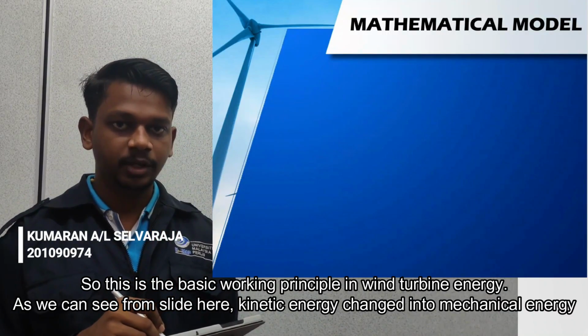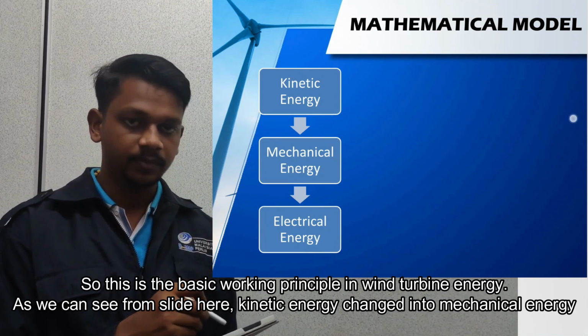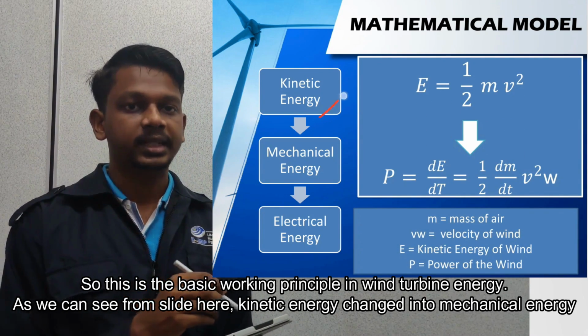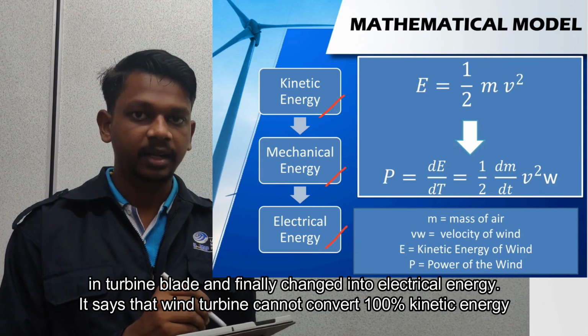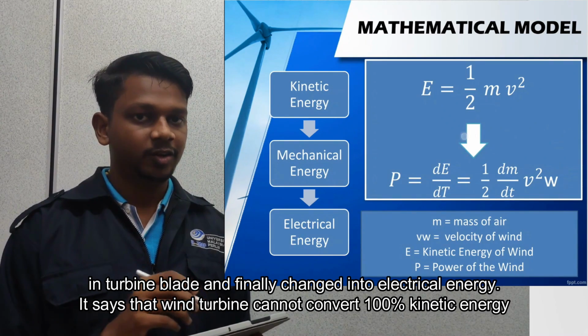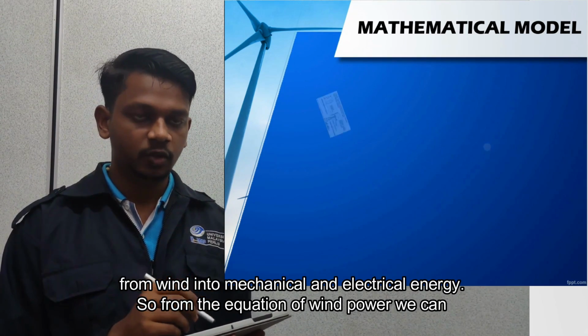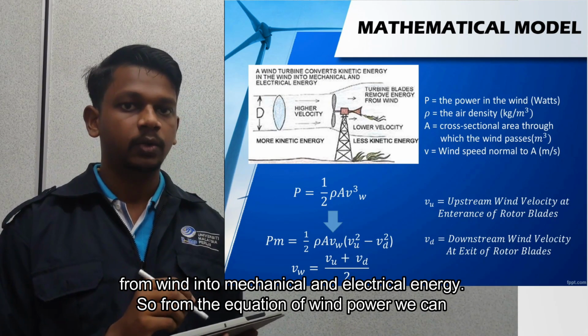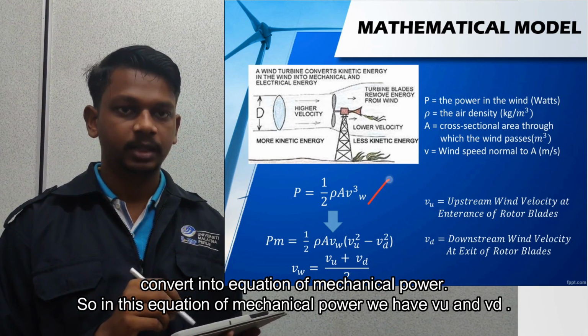So this is the basic working principle in wind turbine energy. As we can see from the slide here, kinetic energy from wind changes into mechanical energy at the turbine blade and then finally changes into electrical energy. It says that a wind turbine cannot convert 100% of the energy from wind into mechanical and electrical energy. So from the equation of wind power, we can convert into the equation of mechanical power.